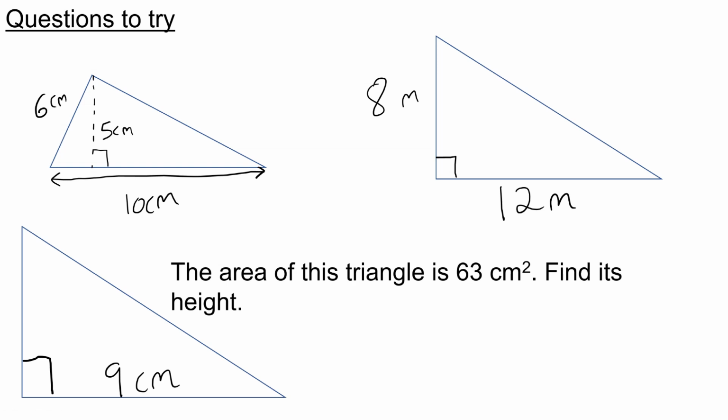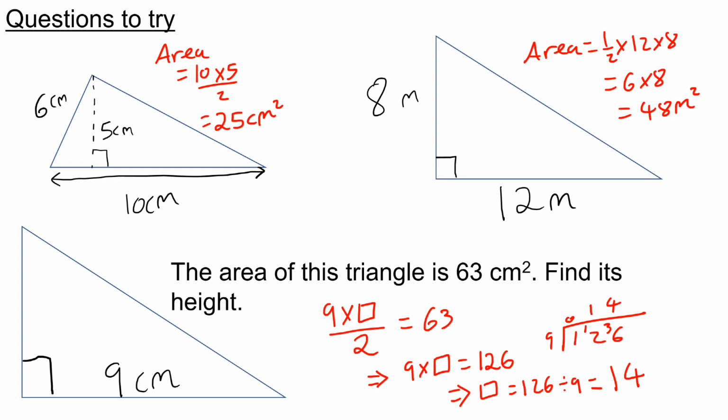Here are the answers. For these questions, we should have 25 centimeters squared, 48 meters squared, and for the last question, we need to find a number, so the height, which when I multiply it by 9 and then halve will give me 63. To find this number, I've done the opposite of dividing by 2, which is multiplying by 2 to give us 126, and then the opposite of timesing by 9 is dividing by 9, giving me an answer of 14. So the answer should be 14 centimeters.